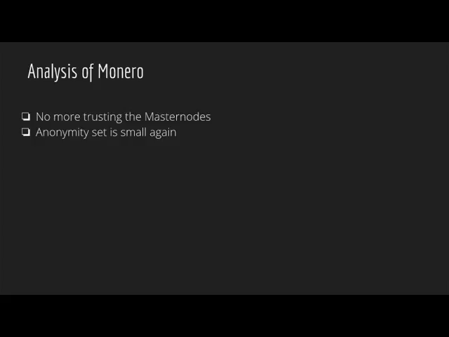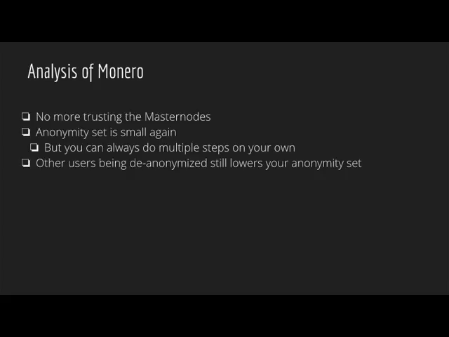Because you have to select who the other public unspent transactions are that you're going to use. And you're not going to be able to select 1,000 of them. You're going to select, you know, 3 or 4 maybe. You can do multiple steps on your own, right? You can just keep running this. You can keep creating new outputs and then respending them back to yourself and create more anonymity for yourself.